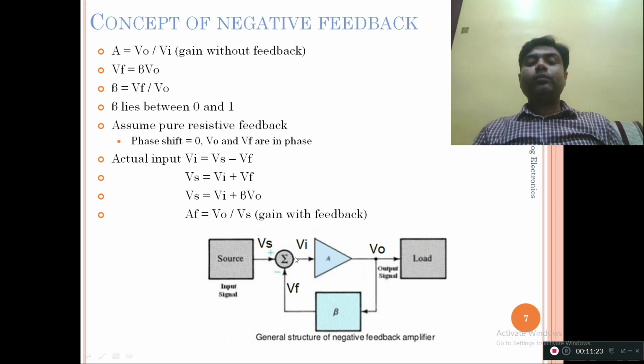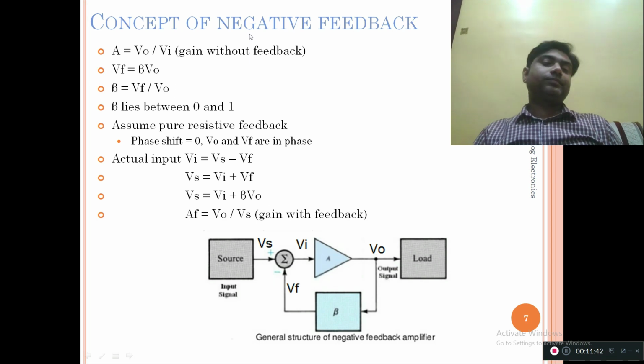So the actual input Vi, what will be the Vi? Vi becomes Vs minus Vf. Why minus? Because the Vf is connected with the negative terminal of the summer, and since the feedback is connected with the negative terminal of the input port, it is known as the negative feedback.